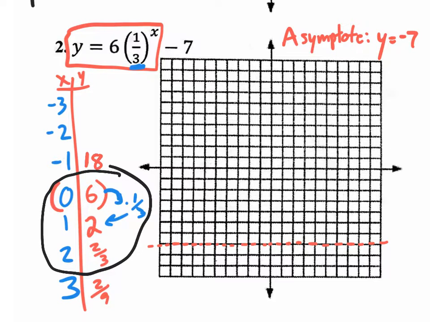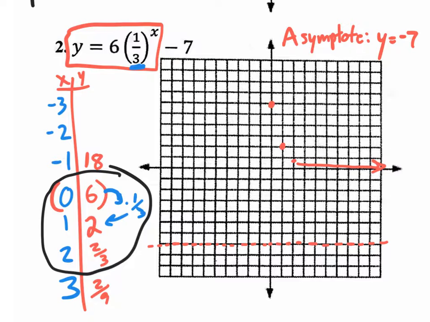The coordinate 0, 6, 0 on the x, 6 on the y, 1, 2, 3, 4, 5, 6 is right here. The coordinate 1, 2 is right there. And the coordinate 2, 2/3, it's not even 1, is right there. And I know on the parent graph it infinitely approaches 0, which means it's going to look like this, right?